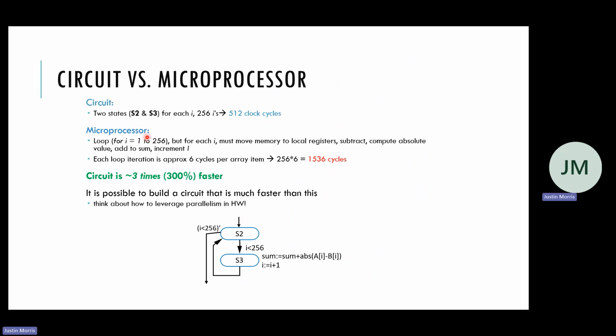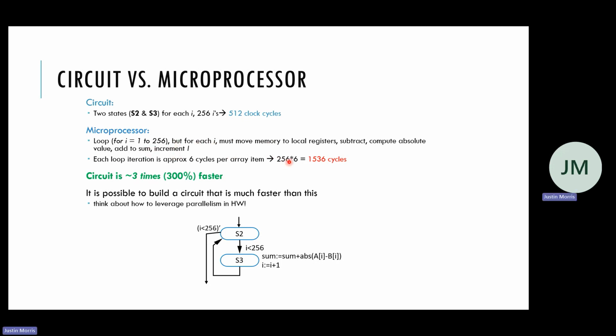But if we coded this in a microprocessor with C code, and let's assume some very beneficial assumptions, like, for every single iteration of i, we need to move memory to the local registers. We need to subtract. We need to compute the absolute value. We need to add. We need to increment i. And let's just say that each loop is just 6 cycles. And that's, again, very generous. Because if you have a miss in memory, if you're just going to DDR, it's around 100 times slower than the processor. So if I miss in my local cache, and I have to go to DDR, I have to wait 100 clock cycles just to get the data out of it. So again, we're making very beneficial assumptions for the microprocessor here.